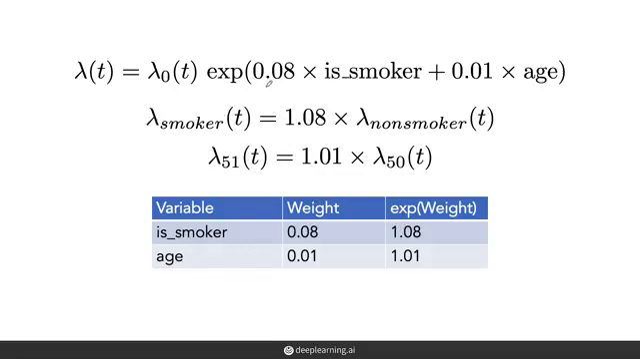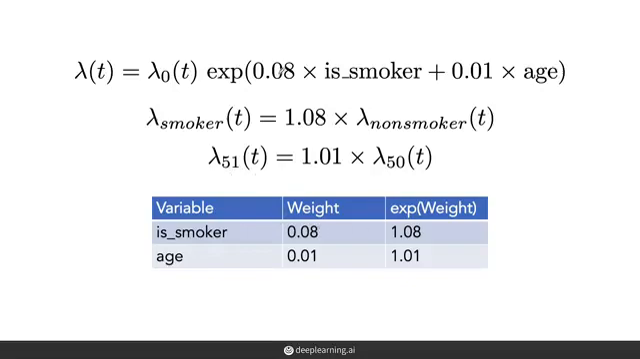So with the smoker variable, we have 0.08, and we have 1.08 as the risk ratio between the smoker and the non-smoker. And similarly, we have 0.01 as the weight associated with the age term. And for that, we have the risk increase be 1.01 from 50 to 51.